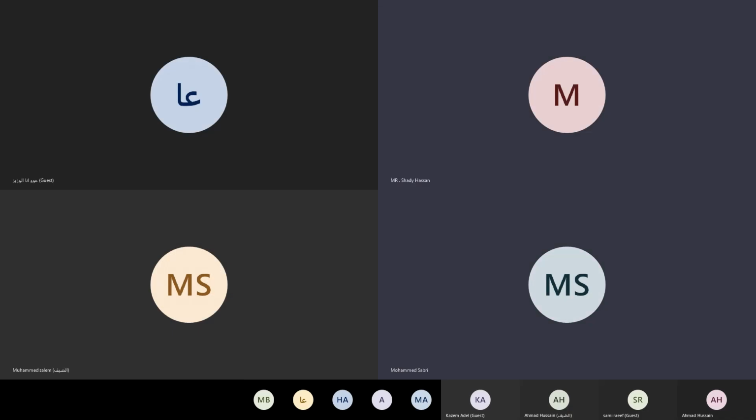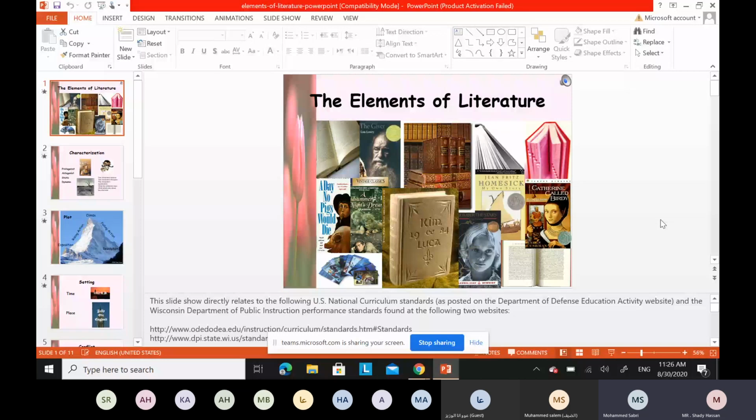The elements of literature. By elements, I mean the fundamentals of literature. You know that every building needs an infrastructure, has a keystone. So here I'm talking about a building like literature. It has to have fundamentals and a keystone. This is what we are going to discuss today.